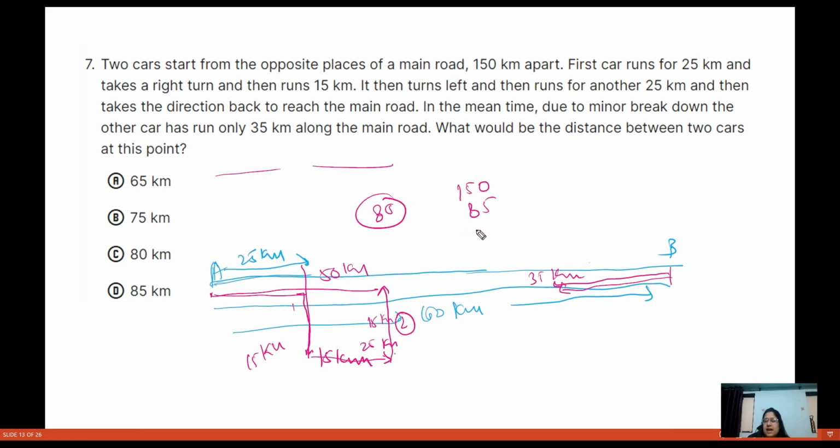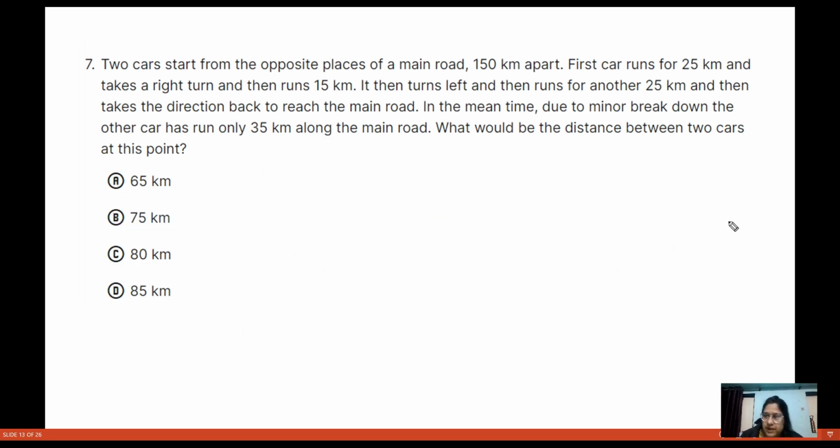So 150 minus 85, how much are you going to get? This will be 5, this will become 4, so this will become 6, and this will become 0. So 65 kilometer is your answer. So this is how you can do these kind of questions. It is nothing but just your observation: draw the thing, and you will get your answer. So this is 65 kilometer. Fine.